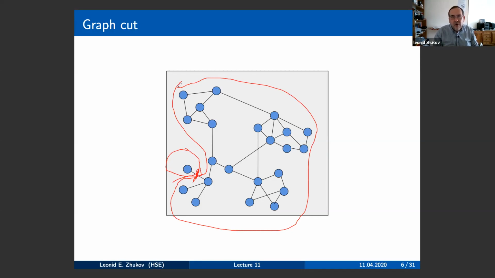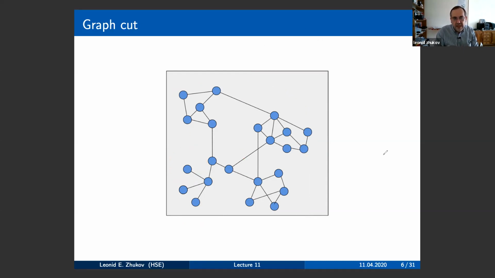Now, it's obvious that this is not what you have in mind, right? You just removed one node. What you're looking for is somewhat more balanced, something like maybe that, but definitely not just cutting out one. So by looking at this, you realize that a simple cut, just counting the number of edges you remove, is not a good metric. Now, how can we adjust it? How can we improve it?